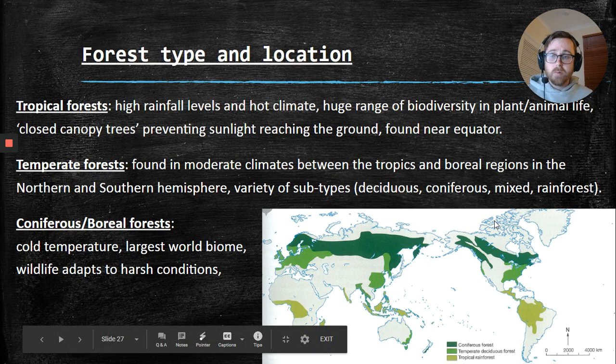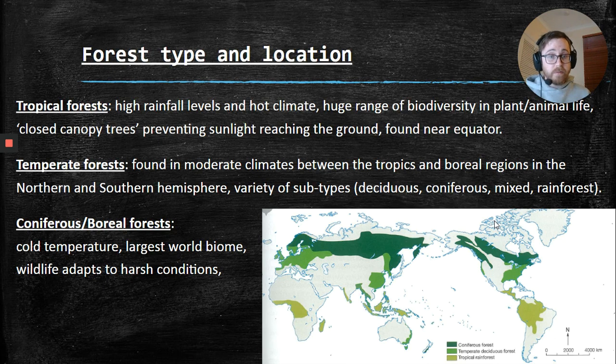So really the main thing you want to take away from temperate forests is that they are diverse. There's a lot of different types or subtypes of temperate forests. So tropical forests, hot and rainy. Temperate forests, they're kind of in the middle. Coniferous forests, cold. So hot, medium, cold. So coniferous or boreal forests have a very cold temperature.